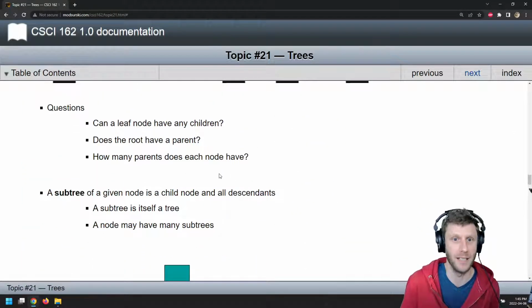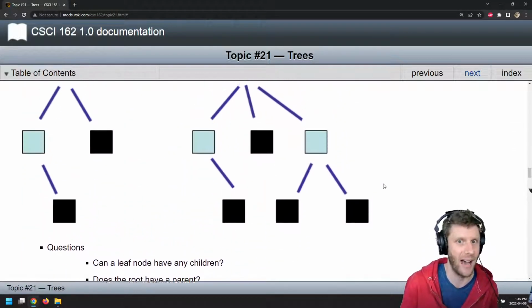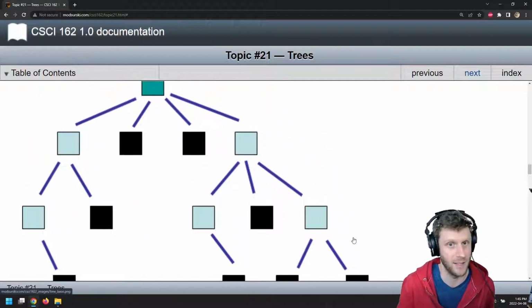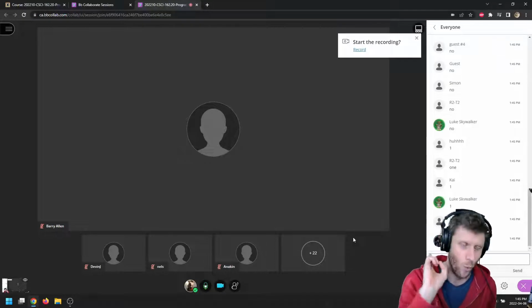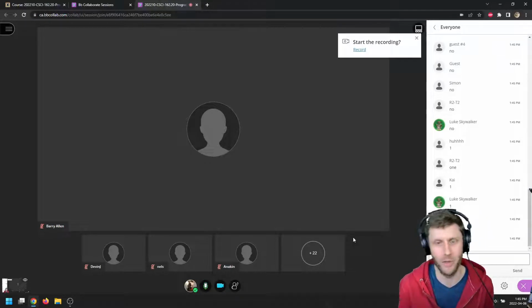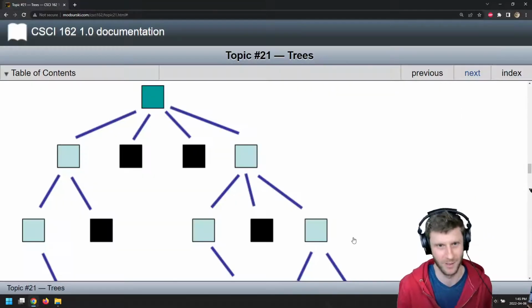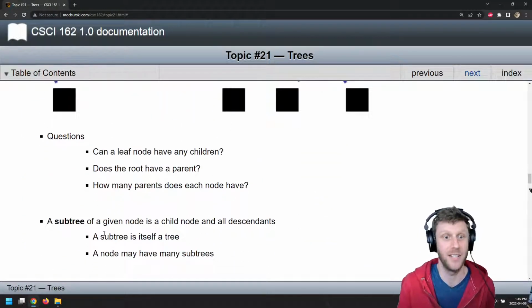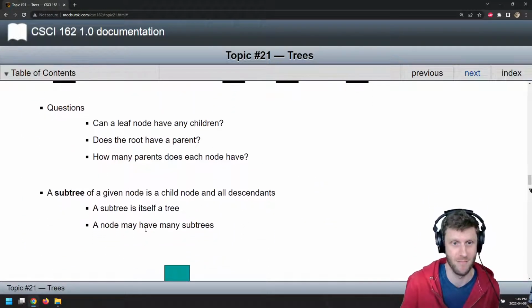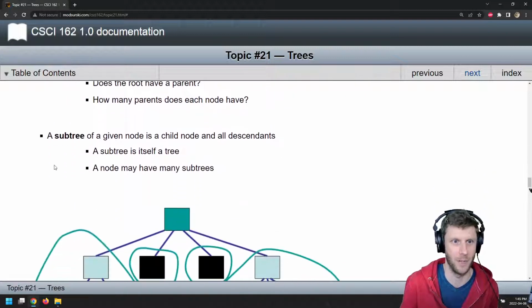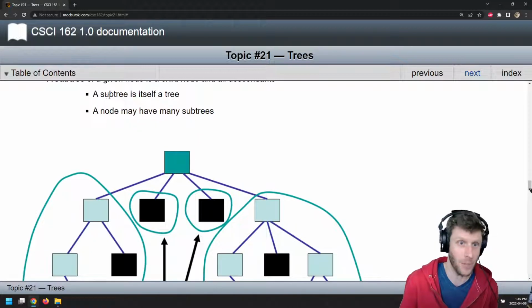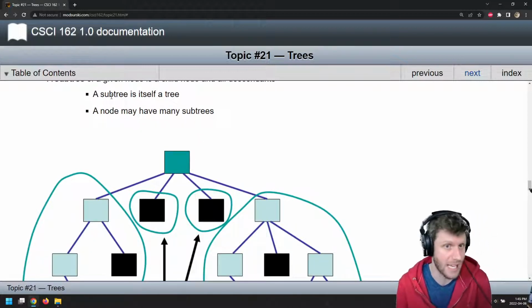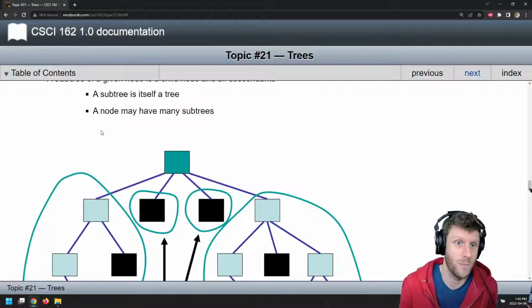How many parents does each node have? Ooh, how many parents does each node have? One. It can have 1 or 0 if you're the root, I suppose. Good. A subtree. A subtree of a given node is a child node and all its descendants. So a subtree is itself a tree, and a node may have many subtrees.